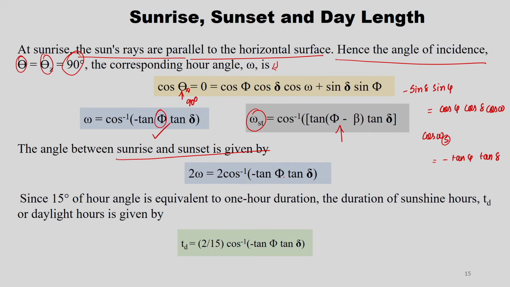but here we are supposed to calculate the total day length, so 2 omega will come. As I said earlier, that is nothing but 2 cos inverse of minus tan phi tan delta. 15 degree of hour angle is equivalent to 1 hour duration. So, the duration of sunshine hours T d, or daylight hours, is given by 2 upon 15 cos inverse of minus tan phi tan delta.